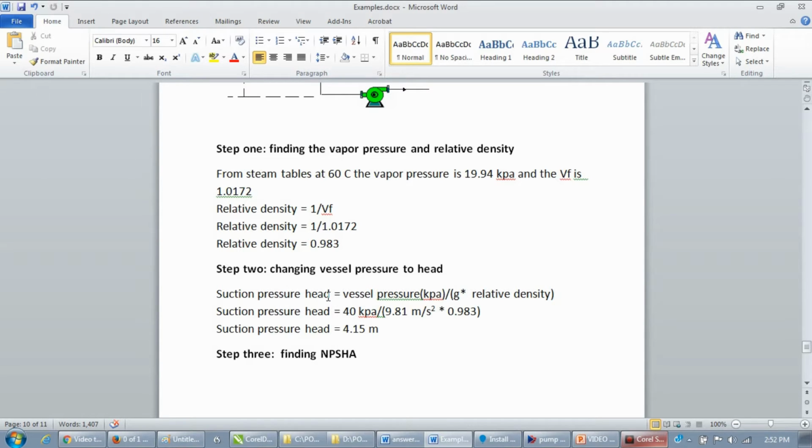Step 2. Changing vessel pressure in kPa to head in meters. Suction pressure head in meters equals the vessel pressure in kPa divided by the product of G times the relative density. Suction pressure head in meters equals 40 kPa divided by 9.81 meters per second squared times 0.983, so the suction pressure head is 4.15 meters.